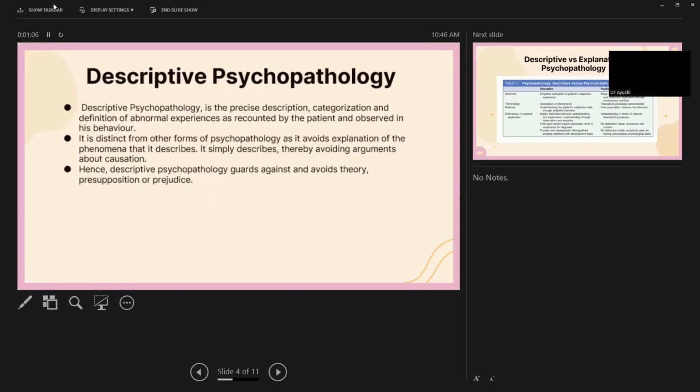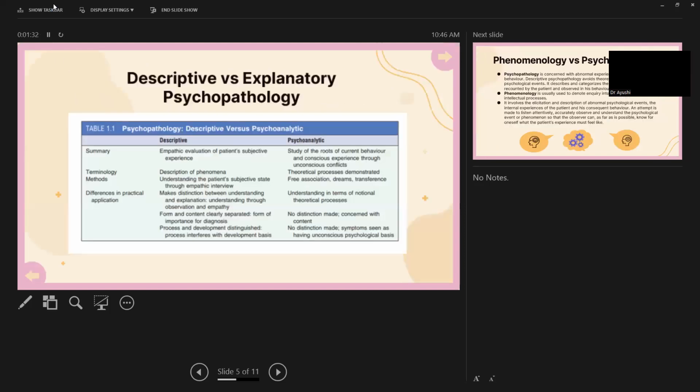Descriptive psychopathology. Descriptive psychopathology is a precise description, categorization, and definition of abnormal experiences as recounted by the patient and observed in his behavior. It is distinct from other forms of psychopathology as it avoids explanation of the phenomena that it describes. It simply describes, thereby avoiding arguments about causation. Hence, descriptive psychopathology guards against and avoids theory, presupposition, and prejudice.